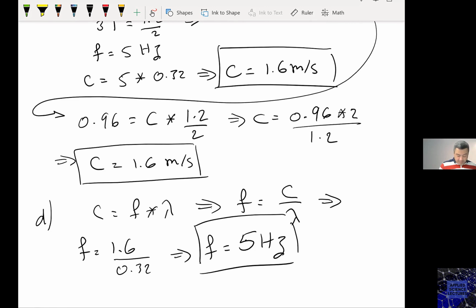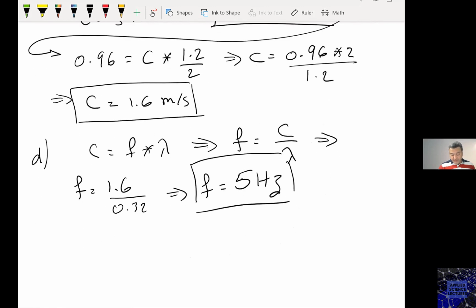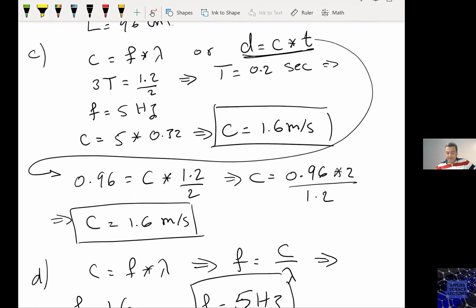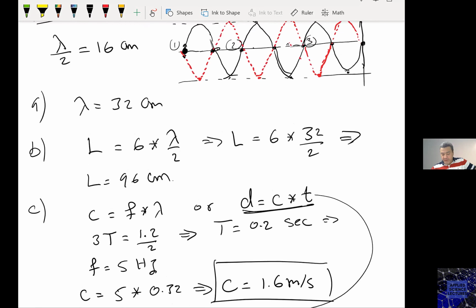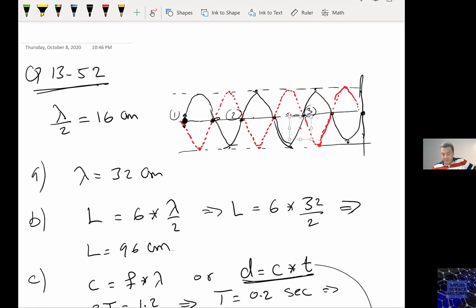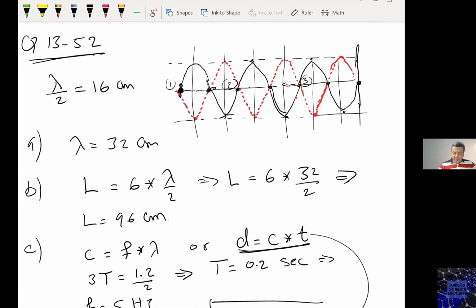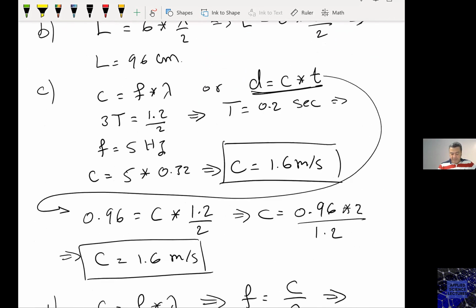E, the mode. What harmonic is this? If you count the antinodes, 1, 2, 3, 4, 5, 6. So this is the sixth harmonic.